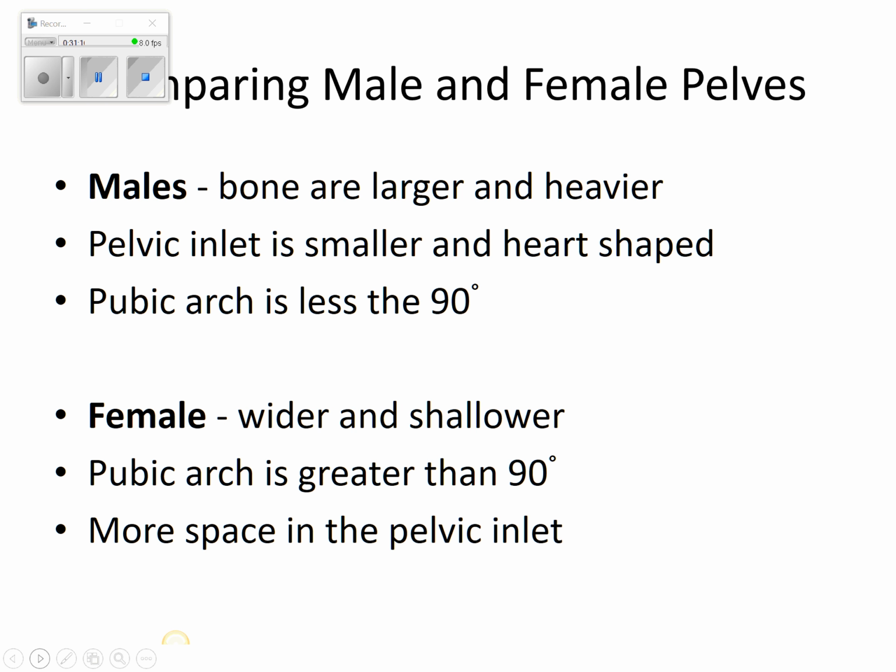So, comparing male and female pelvises. Males' bones are larger and heavier. The pelvic inlet is going to be smaller and heart-shaped. They have a pubic arch less than 90 degrees. A female has a pelvis that is wider and shallower. The pubic arch is greater than 90 degrees, and it has more space in the pelvic inlet. So if you have a skeleton as the only remains of the person, then you could tell if it was a male or female by the pubic arch size.